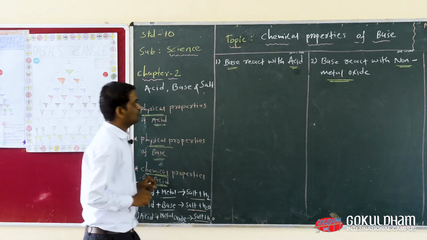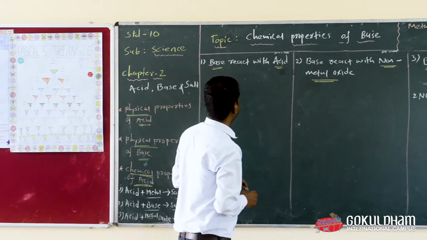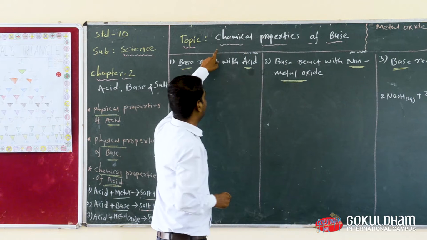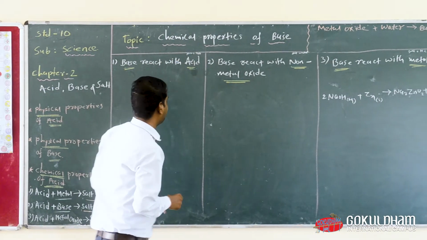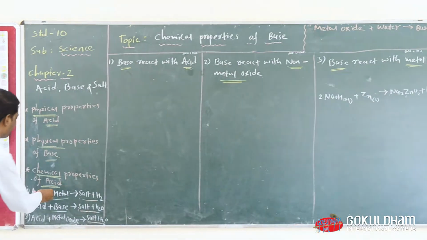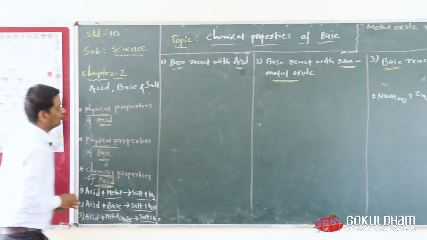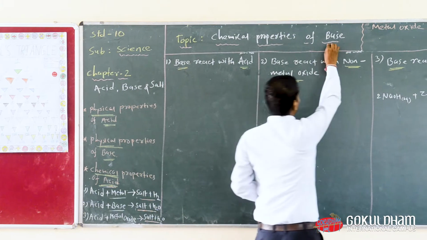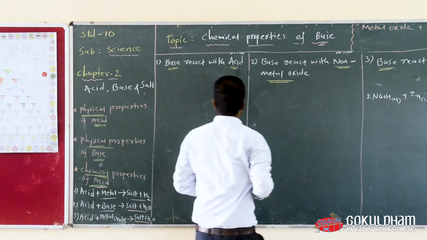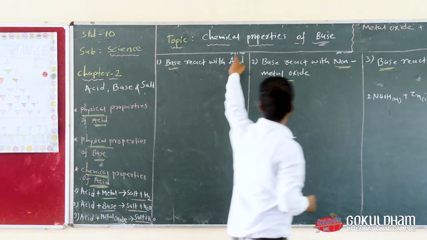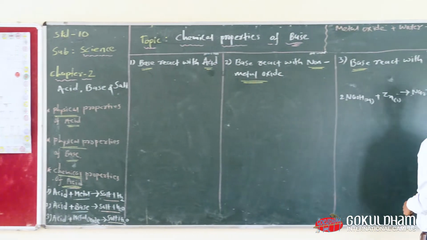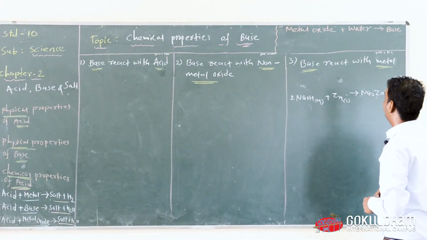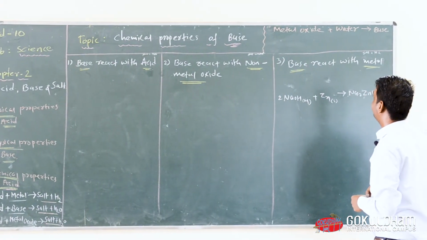Now today's new topic is the chemical properties of base. Last time we learned about the chemical properties of acid. Today we will learn about the chemical properties of base. Before we see the chemical properties of base, we need to know how we can make base.